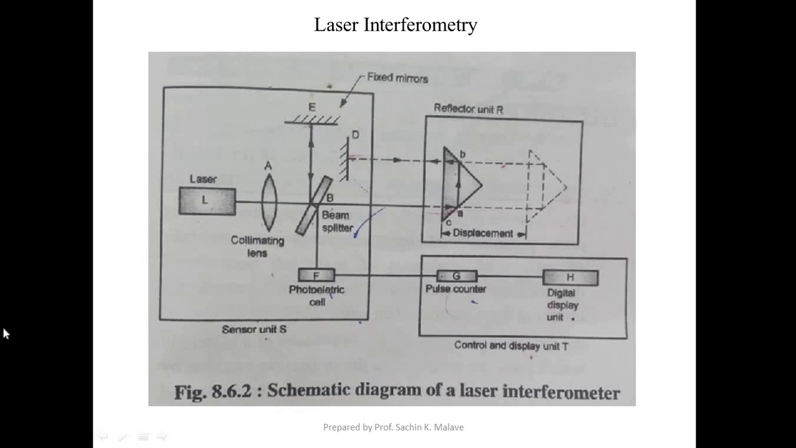So the displacement of this reflector unit results in a number of pulses being generated by the photoelectric cell. As the reflector unit moves, the photoelectric cell generates pulses, and these pulses are counted here. This is the third unit, the control and display unit. A pulse counter is there, so every time the photoelectric cell generates a pulse, that pulse is counted by this pulse counter.